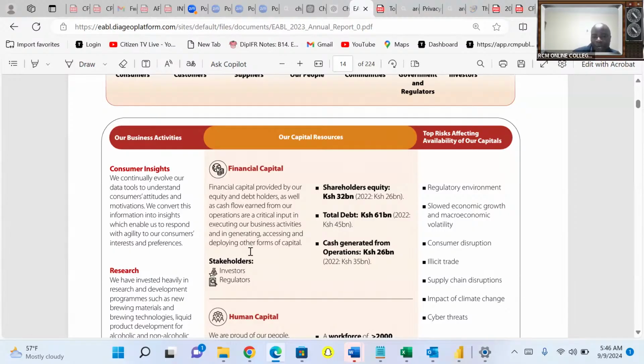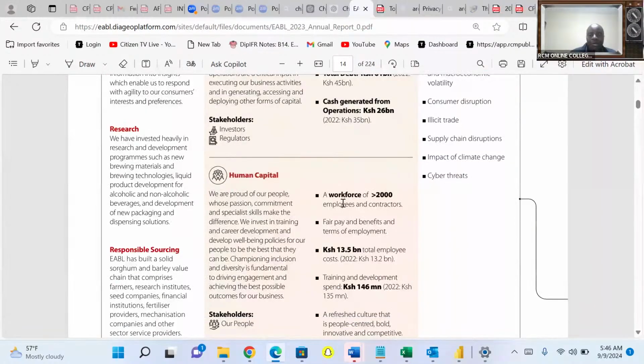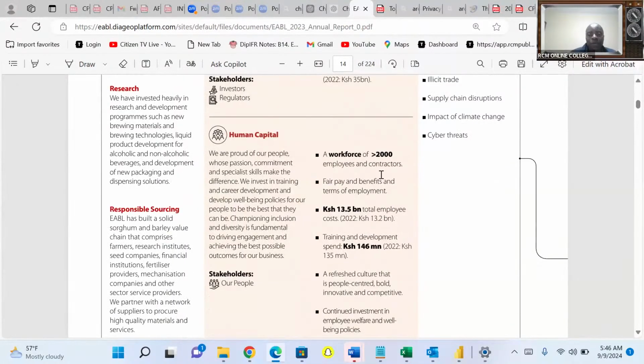The stakeholders here, we have investors, regulators. And you can see they're giving us the shareholder equity, Kenya shillings 32 billion. Total debt, 61 billion. Remember, debt is always cheaper. Always go for more debt than your equity. Cash generated from operations in the financial year, 26 billion. And in 2022, for comparison, you can see it was 35. So something they have to explain here. That reduced.